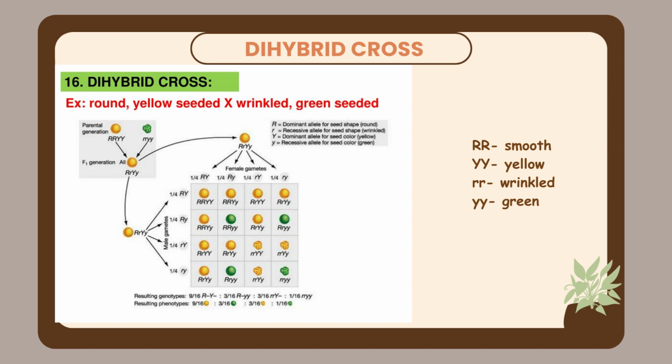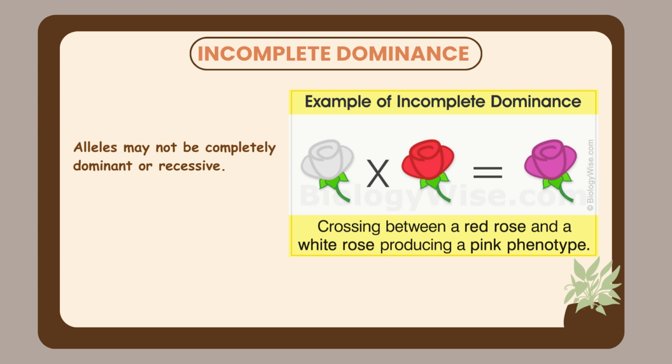So now, after that we get our result: yellow round, which is the ratio of 9; yellow wrinkled, which is the ratio of 3; green smooth is the ratio of 3; and green wrinkled is the ratio of 1. So in the hybrid cross, we have the ratio of 9 to 3 to 3 to 1. Now let's proceed to incomplete dominance.